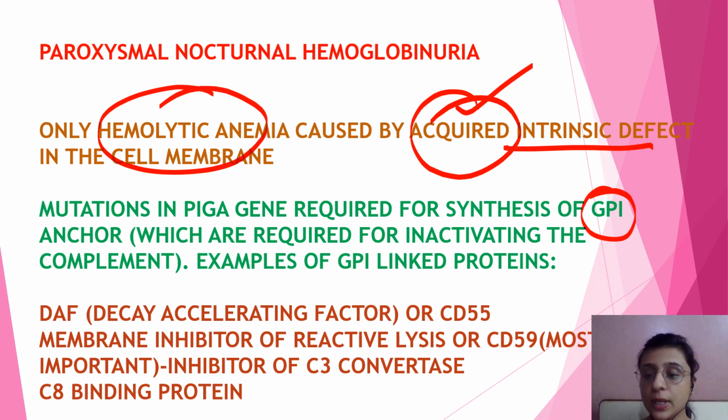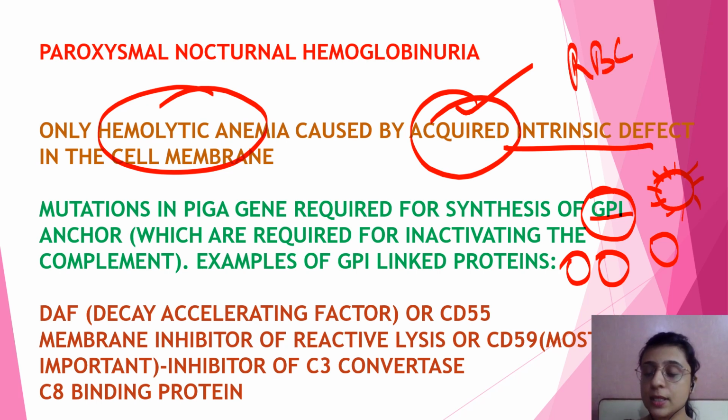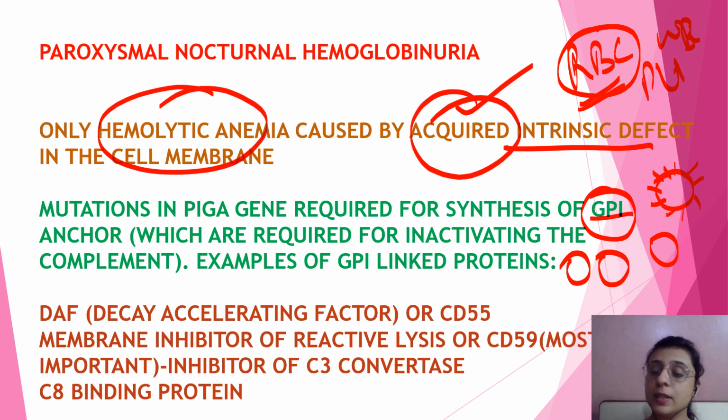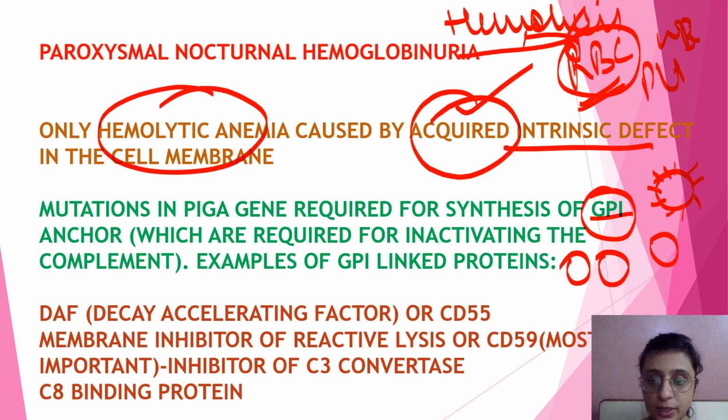Now what are these GPI linked proteins? These are a certain set of proteins which protect your cells from complement mediated lysis. That means if these proteins were not there, then your complement activation will consistently take place and will lead to lysis of your cells like RBCs, WBCs, platelets. Now let's concentrate on these RBCs. If there is repeated activation of complement proteins, there will be RBC breakdown and we can say there will be hemolysis. So hemolysis is a very important component of PNH, right?